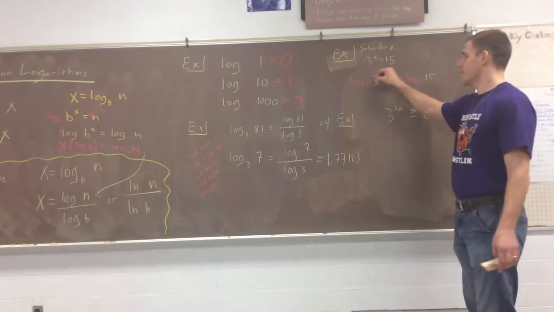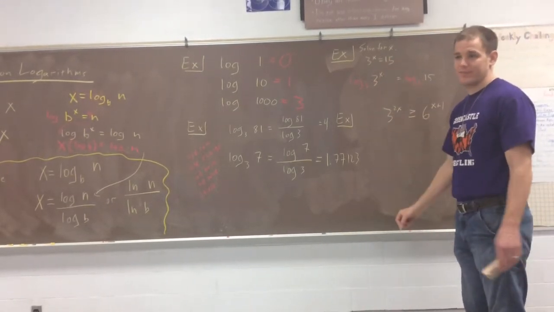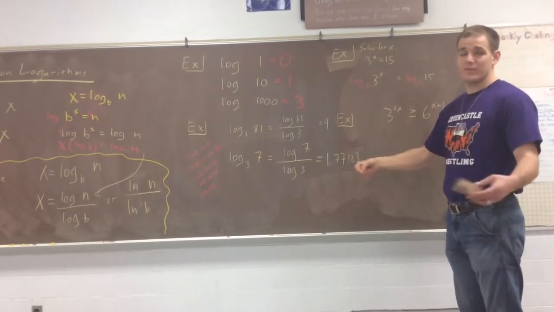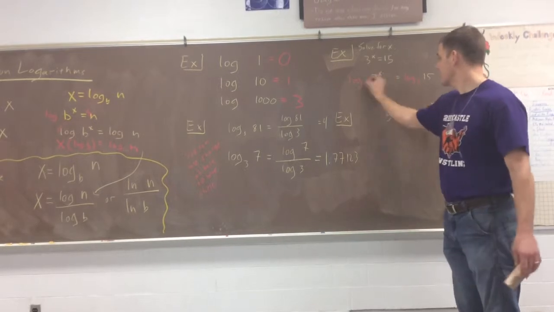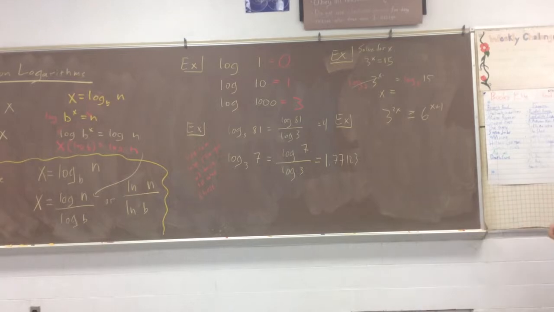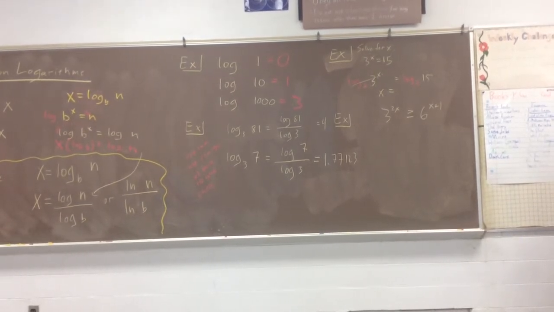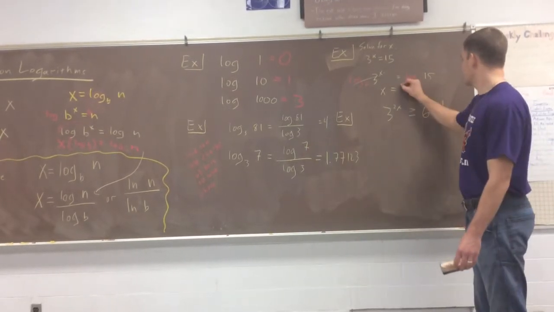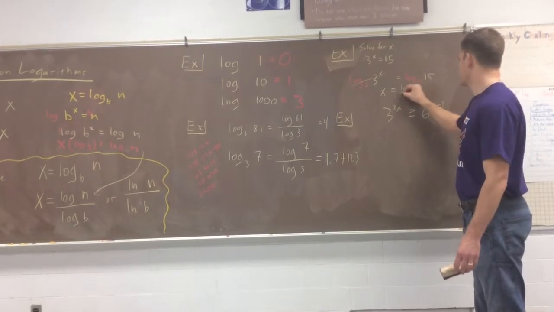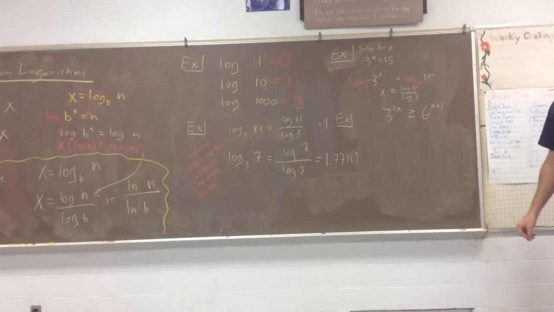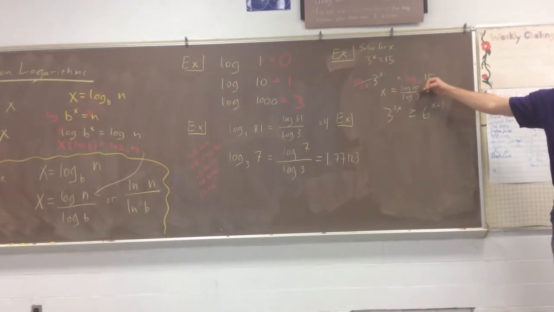What's log base 3 of 3 raised to the x? These just undo each other, right? Logarithms find the exponent. So guess what? That's just x. Now how do I find log base 3 of 15? Change the base. Log of 15 divided by the log of 3. If you want to leave it there, that's the exact answer.